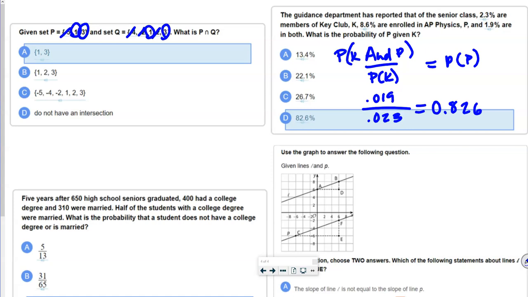0.826. Okay, which is, if we put that as a percent, 82.6%. And that was the answer.